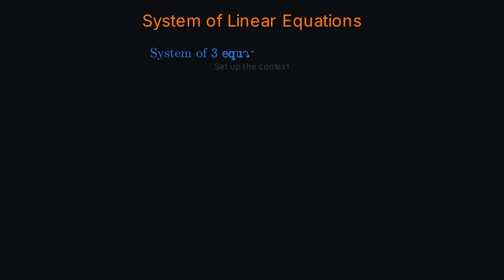Here's our system. Three equations with three unknowns. Equation 1, 2x minus y equals 0. Equation 2, negative x plus 2y minus z equals negative 1. Equation 3, negative 3y plus 4z equals 4.